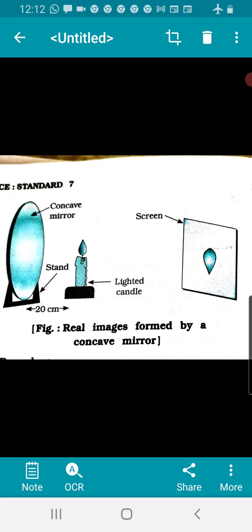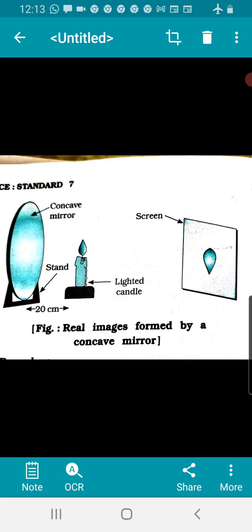Now move the candle towards the mirror and place it at a different distance from it. In each case, try to obtain the image on the screen. When the lighted candle is placed very close to the mirror, its image could not be obtained on the screen. When the object is placed far away from the concave mirror, the image formed is real and inverted. Real means you can touch and see.